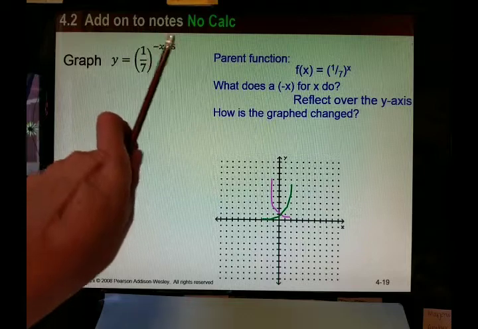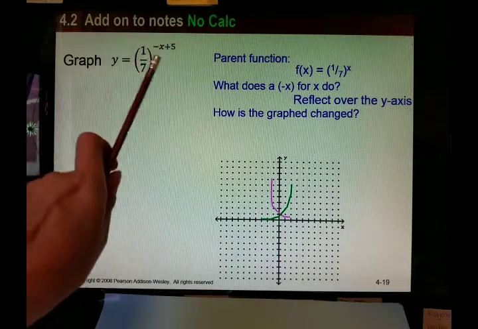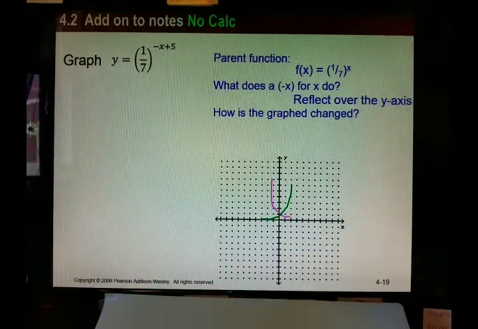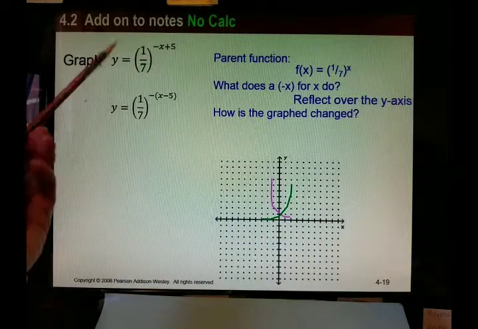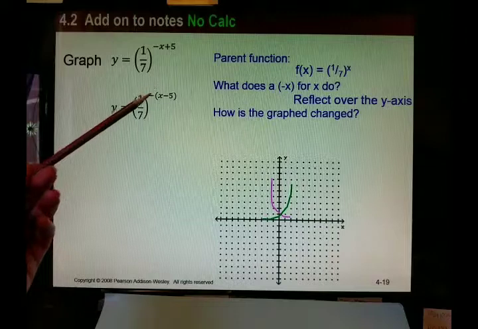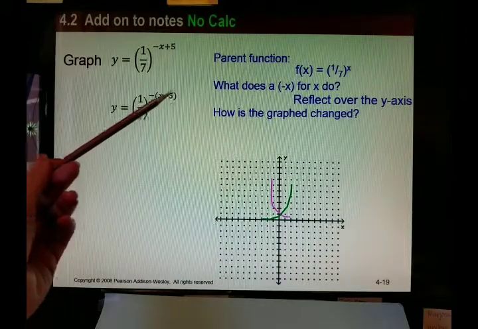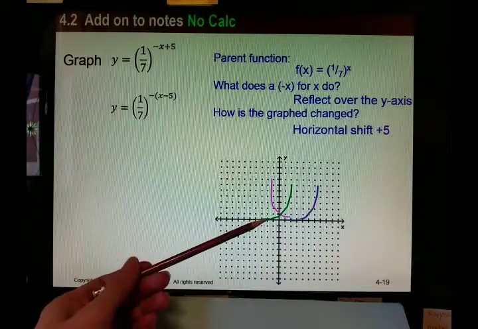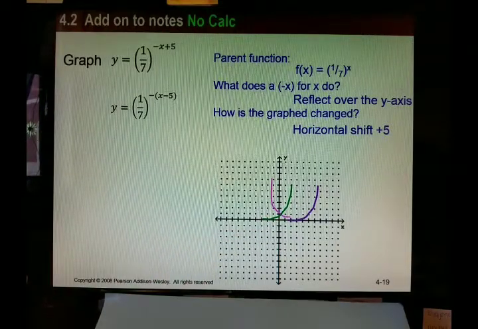Now, I take what's right here in this exponent equal to 0. That would give me x equals +5. That's going to make it shift to the right 5 units. See, if I factor out the negative for that x right there, that would give me x minus 5. See, that's going to be to the right 5. So therefore, a horizontal shift of 5, the purple graph, is the final graph.